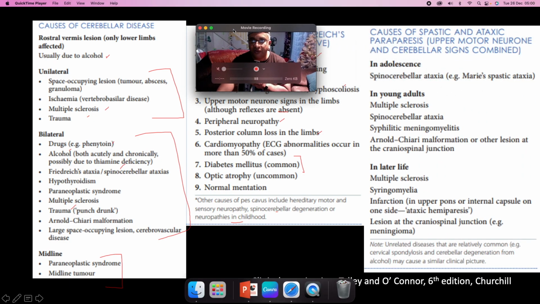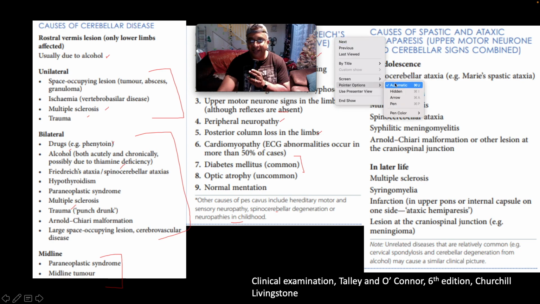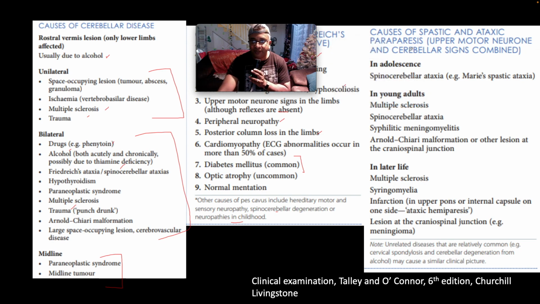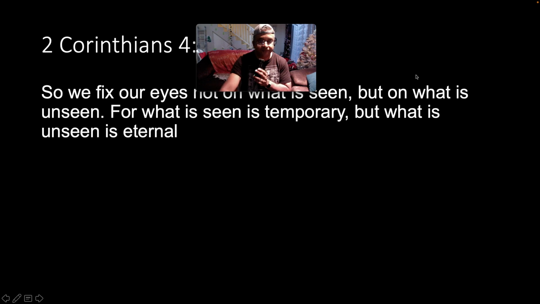And then, of course, we talk about causes of spastic and ataxic paraparesis, which is upper motor neuron signs and cerebellar signs combined. In adolescents, we're thinking about spinocerebellar ataxia. In young adults, we're thinking about MS, spinocerebellar ataxia, syphilitic meningomyelitis, which is usually tertiary, and Arnold-Chiari malformation or other lesions at the craniospinal junction. In later life, we're thinking about MS again, syringomyelia, infarction, especially in the upper pons or internal capsule on one side, which gives you the infamous ataxic hemiparesis, or a lesion at the craniospinal junction, like meningioma.